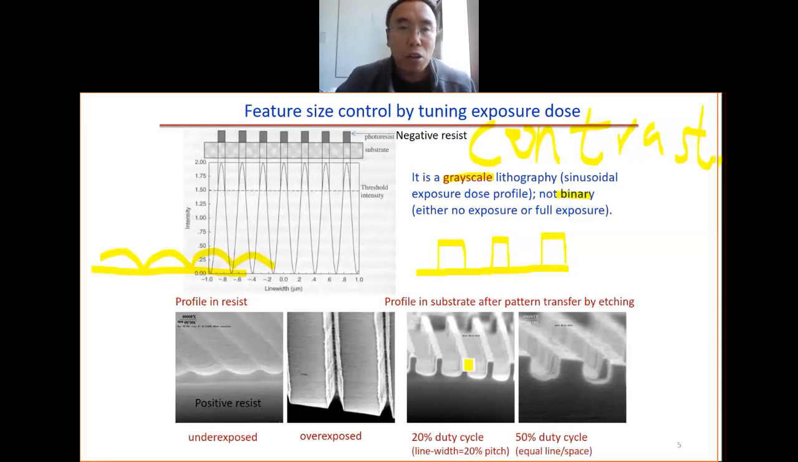We have high contrast. So here for the positive resist, this is underexposed, you get something like this. Overexposed, this is 20% duty cycle, 50% duty cycle. If there is high contrast, it means there is this threshold intensity. So this is the ideal resist. For the ideal resist, the contrast is infinity. You get the threshold, so you get the vertical profile. It will be something like this. High contrast. For low contrast, as I said, you get something like this.